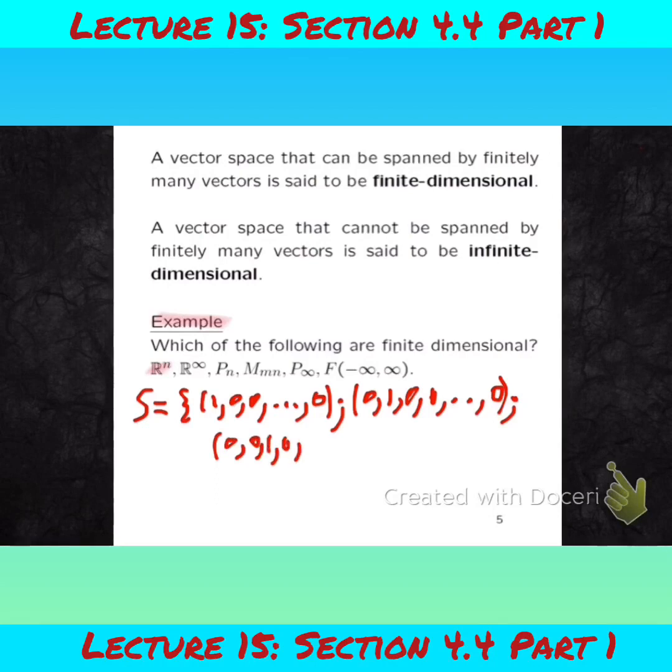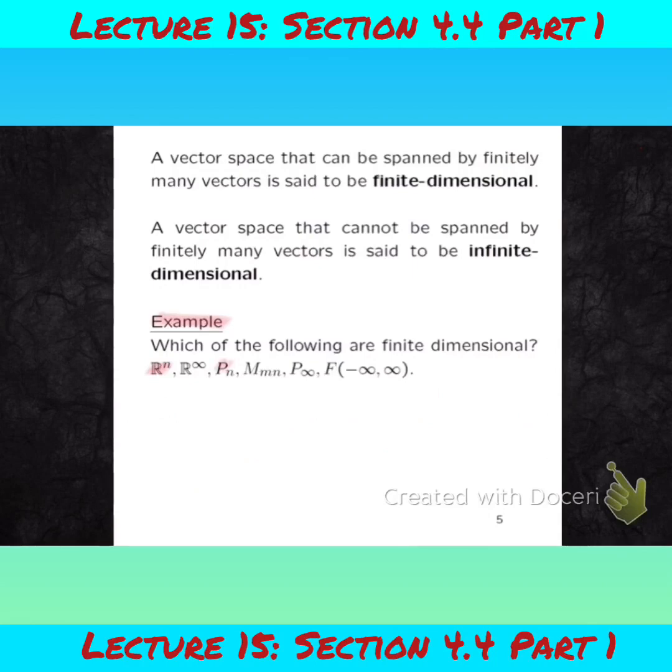Okay, we said that this set is a basis. And how many vectors are there in S? There are exactly n vectors. Right, so the cardinality of S is n. So obviously Rn is spanned by finitely many vectors, so it's finite dimensional.